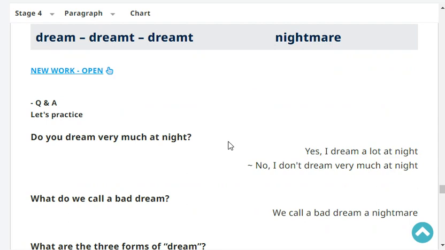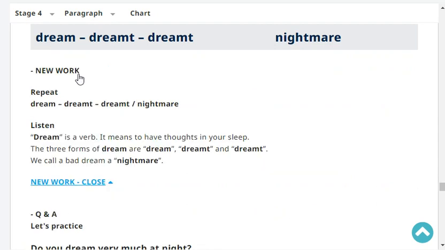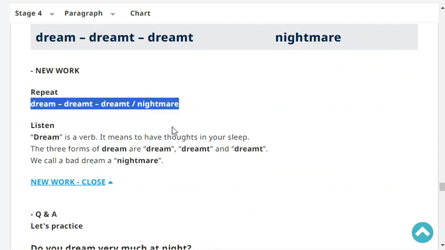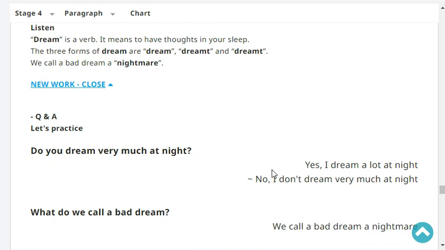Okay, repeat. Dream, dreamt, dreamt. Dream, dreamt, dreamt. Nightmare. Nightmare. Very good. Okay, listen. Dream is a verb. Dream means to have thoughts in your sleep. The three forms of dream are dream, dreamt, dreamt. We call a bad dream a nightmare.